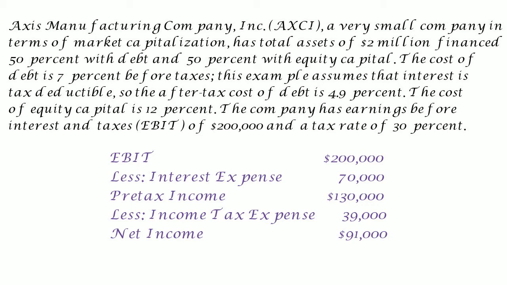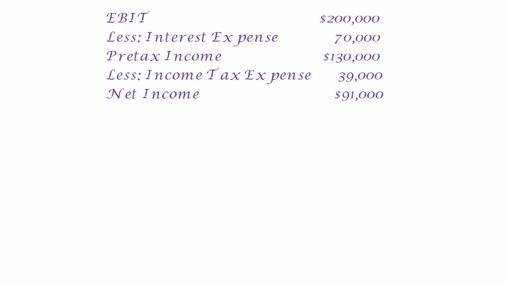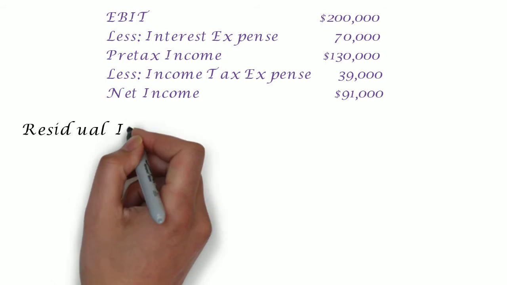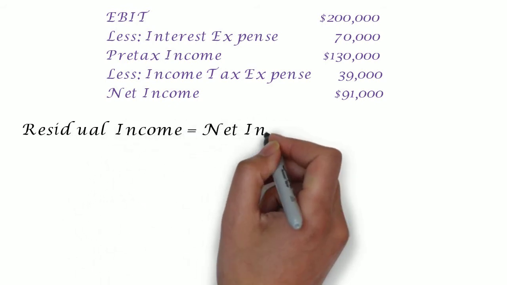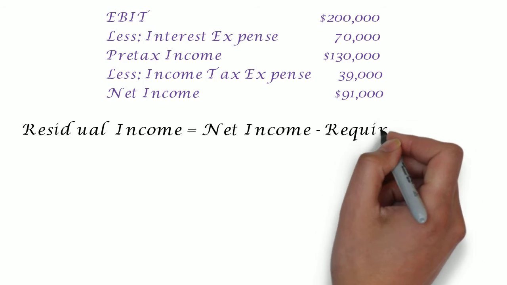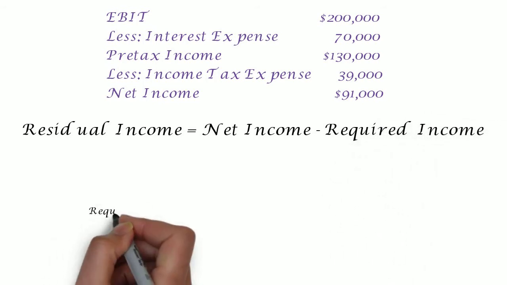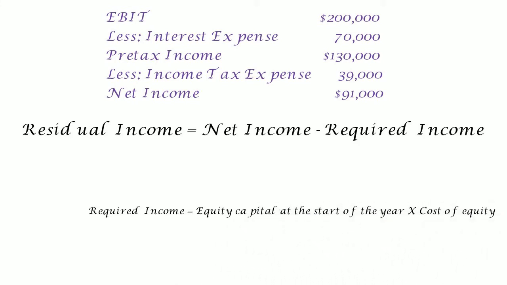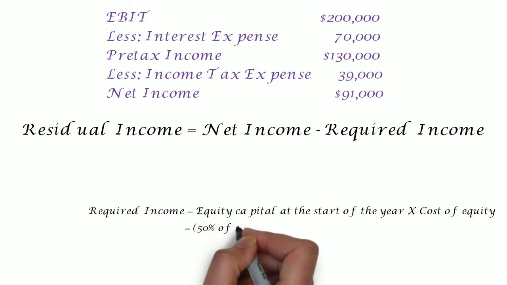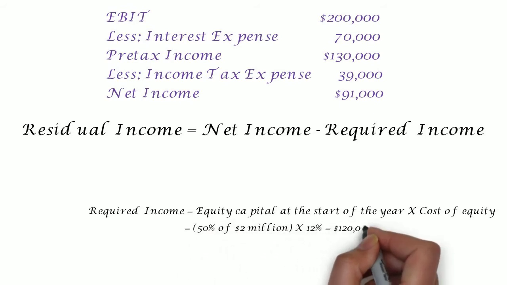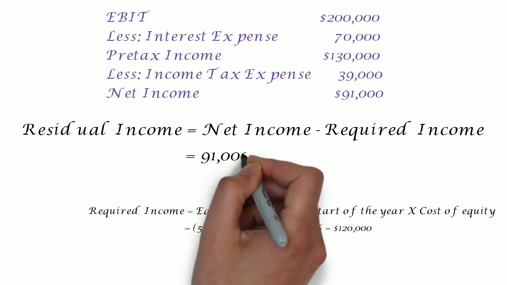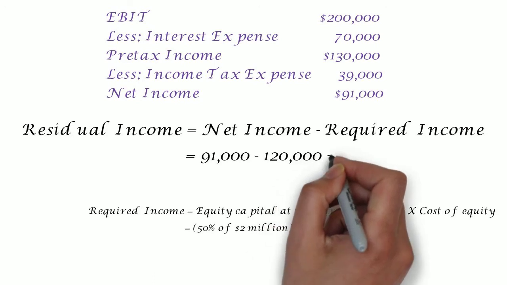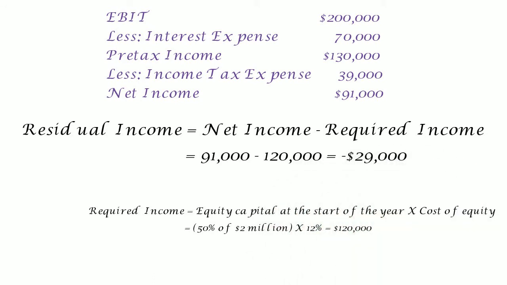Unfortunately, it wasn't. To incorporate the cost of equity capital, let's compute the residual income first. One approach to calculating residual income is to deduct the required income from net income. So basically, the required income for AXCI is 12%, which is the cost of equity capital, times the beginning book value of equity, which is $1 million, which is equal to $120,000. Residual income is calculated as the net income of $91,000 minus the equity charge, or the required income, of $120,000, which is equal to negative $29,000.